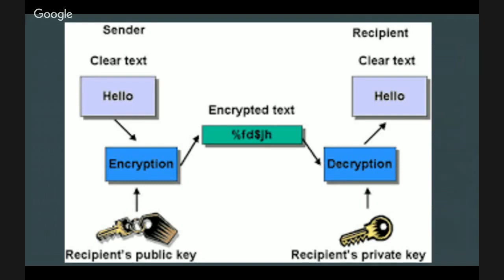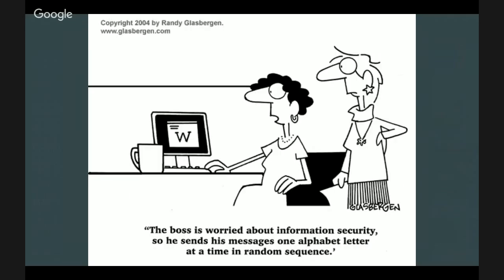I also chose this infographic because it says the boss is worried about information security, so he sends his messages one alphabet letter at a time. This is so important because information security is essential in all business settings. But it's very important that CEOs and other bosses understand how information security works and have the best team possible to make sure that all information and data is kept secret.